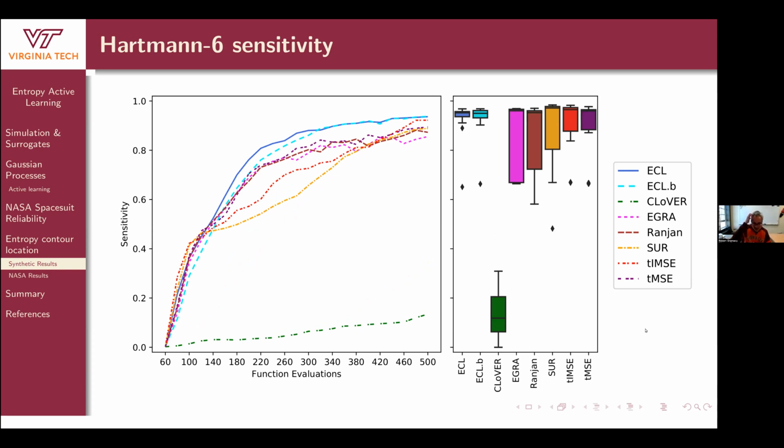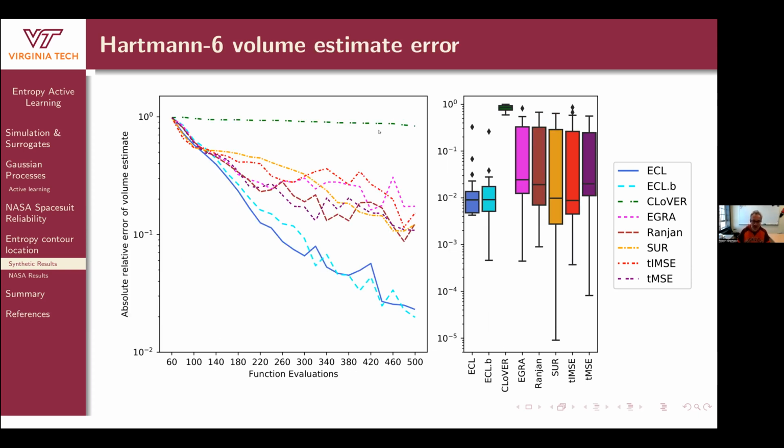The Hartmann, the 6-dimensional function, our method is again the best and uniformly dominates the other methods, I would say, both in terms of mean accuracy and in terms of variability in the Monte Carlo exercise. We get much more consistently favorable sensitivity results. And in terms of volume error, again, ours stands out. It's the very best method compared to all of the other ones.